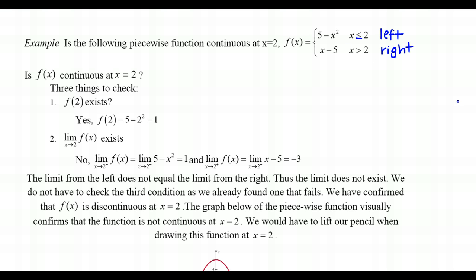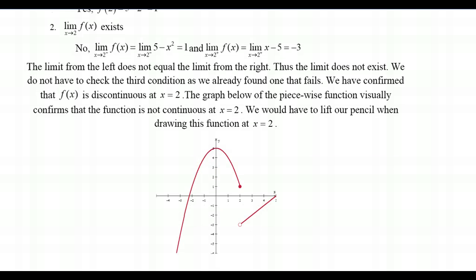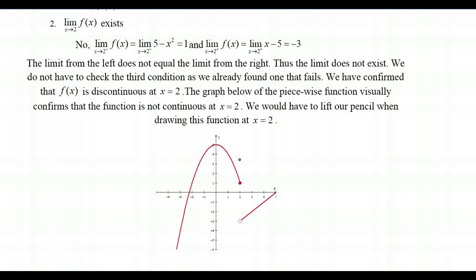So this is a piecewise function that we should be able to graph. So here's the piecewise function. This parabola is 5 minus x squared, and this line is x minus 5. As I approach 2 from the left, I'm getting closer and closer to 1. So the limit as x approaches 2 from the left is 1. And as I approach 2 from the right, my y values are getting closer to negative 3. Since 1 does not equal negative 3, the limit from the left doesn't equal the limit from the right. So that means that the limit as x approaches 2 of f of x does not exist.